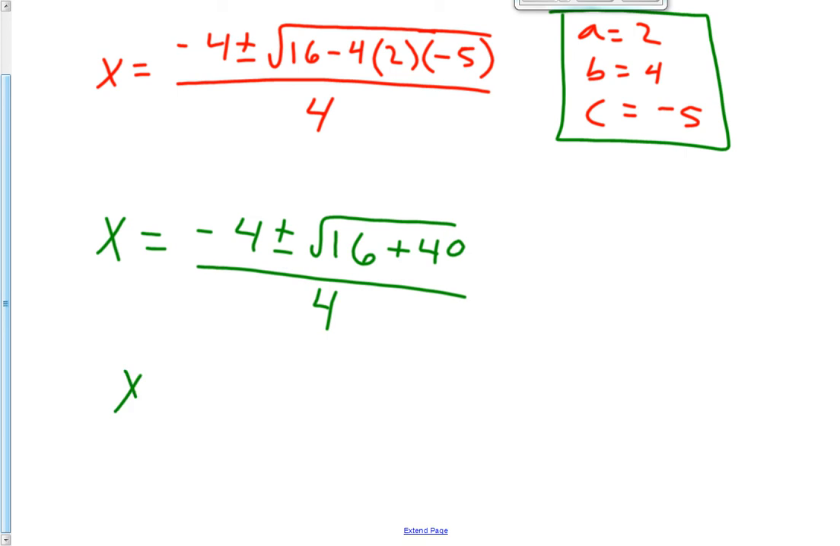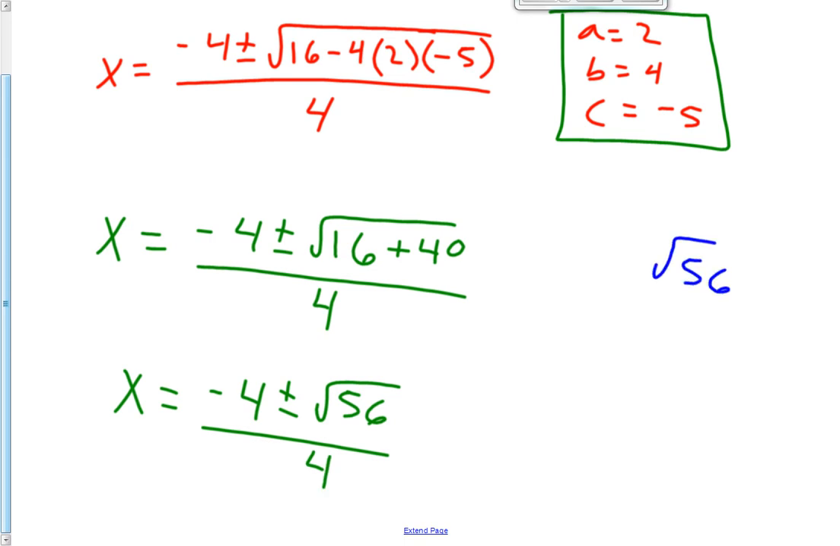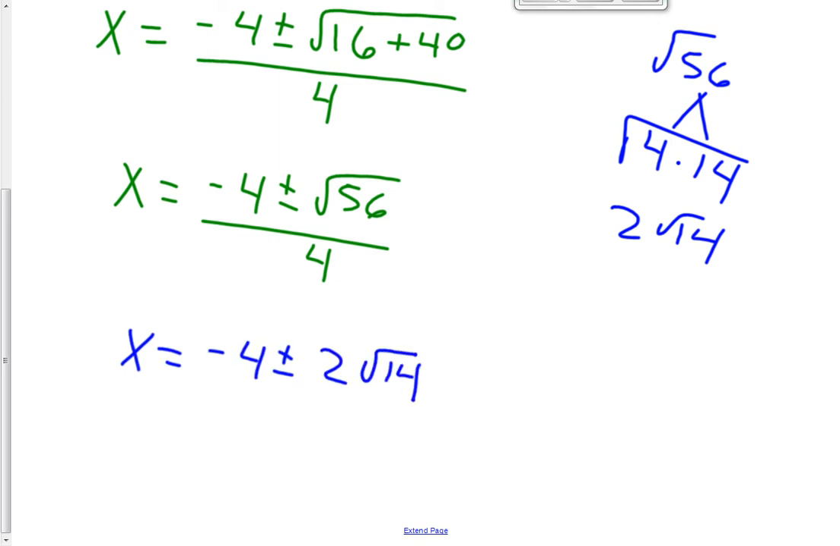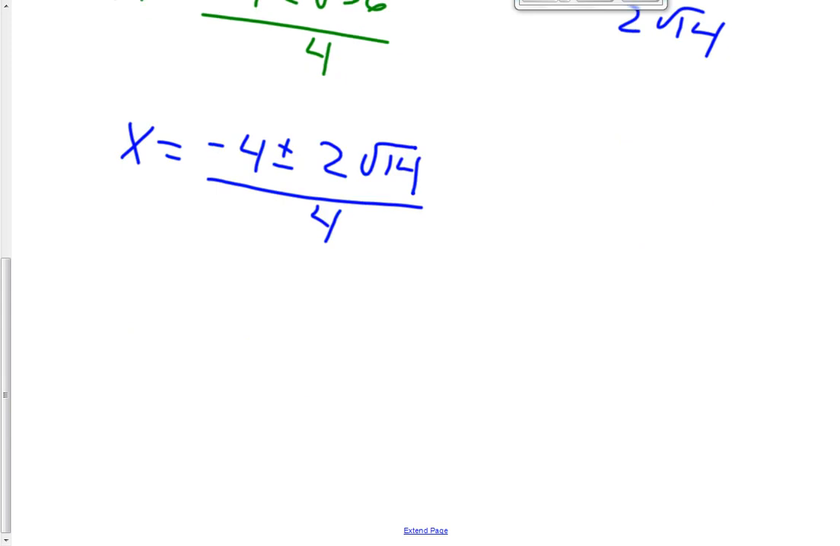So now we have x equals negative 4 plus or minus the square root of 56, divided by 4. The square root of 56 breaks down into 4 times 14, so we could simplify the radical to make it 2 square root 14. So now our answer is x equals negative 4 plus or minus 2 square root 14, divided by 4. And now, class, make sure that you reduce whenever you can.